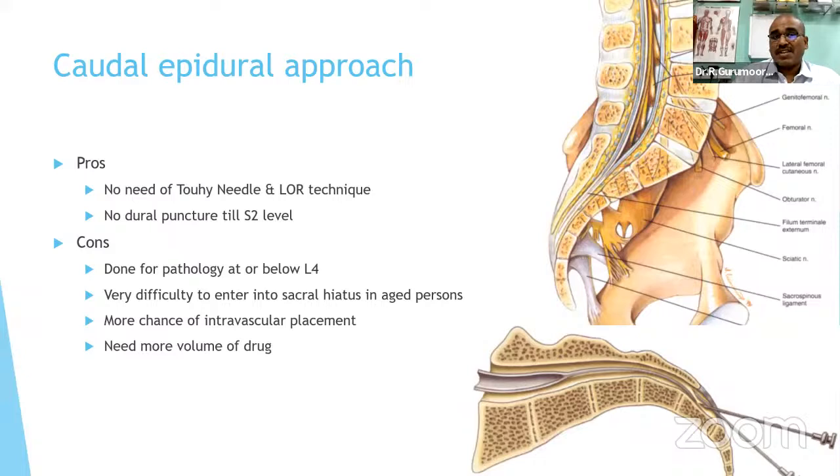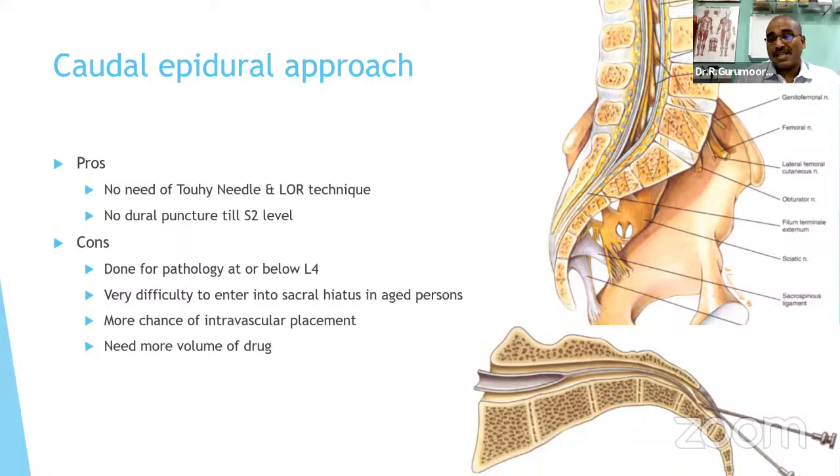So what is the advantage of doing caudal epidural? Here you don't need any specialist equipment or technique, right? You need just a simple long needle. So we routinely use an 18 gauge Venflon stylet, which is good enough because it has a lateral eye. So even if you are nearly hitting the bone, there will be a lateral eye through which you can inject.